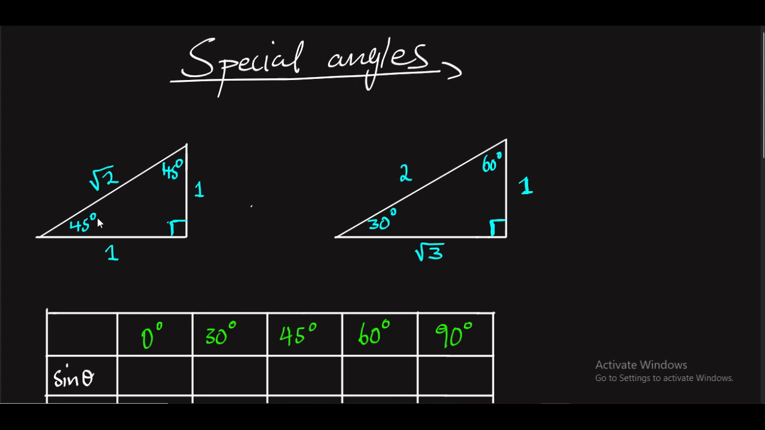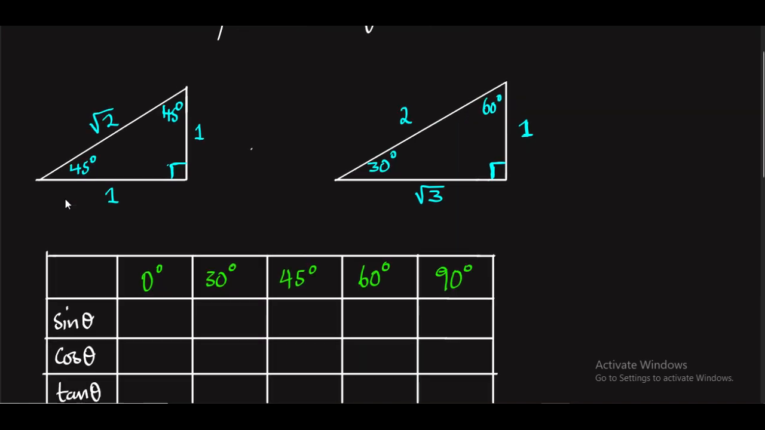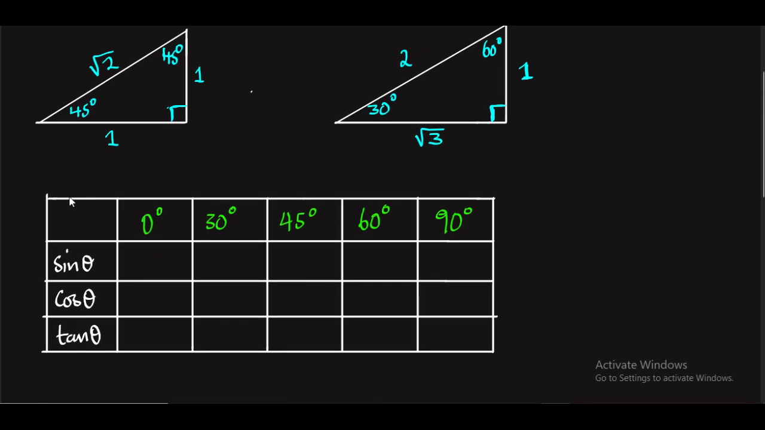Now, if we use our trigonometric functions, starting with the first triangle, whereby there's 45 degrees. If I say sine of 45 degrees, I'm going to have opposite over hypotenuse, which is 1 over root 2. That is sine of 45 degrees. So the answer would be 1 over the square root of 2.